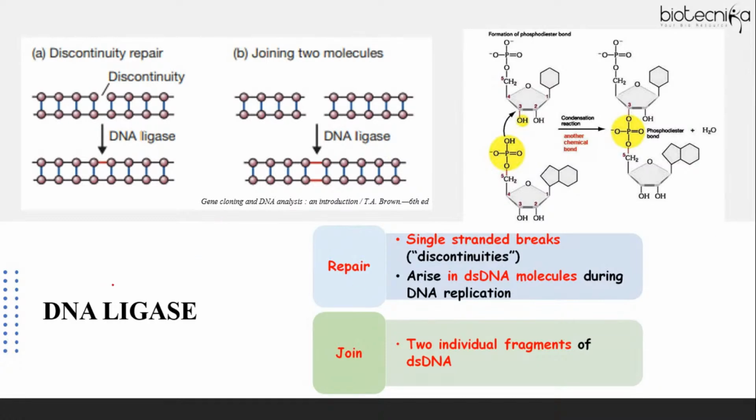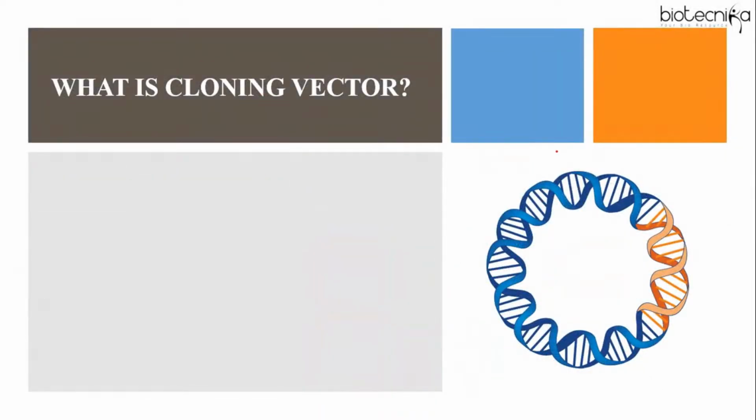So yes, coming to DNA ligase, what is DNA ligase? See, DNA ligase is the enzyme which joins DNA molecules, right? So it has a utility in the DNA replication process. If there are single strand breaks, a discontinuity, like here you can see a phosphodiester bond is missing. This kind of discontinuity arises in a double stranded DNA molecule during DNA replication. So there you can use DNA ligase. And here in recombinant DNA technology, we use DNA ligase to join two fragments of a DNA molecule. Basically, it joins one nucleotide to another with the help of a phosphodiester bond.